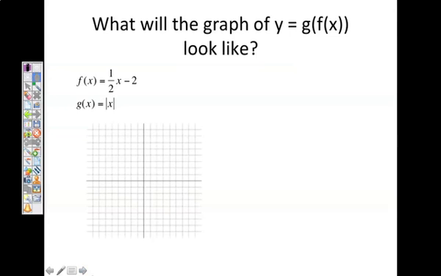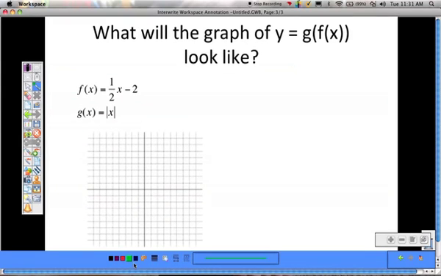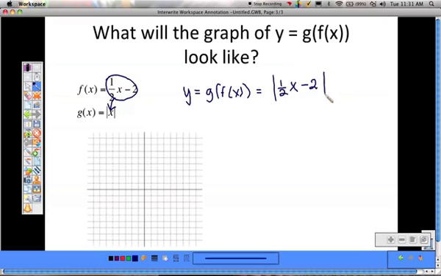All right, well, what will a graph of a composition look like? Okay, so y equals g of f of x. Let's write down g of f of x. What this means is plug in f of x into your g function. So this will be the absolute value of 1/2 x minus 2.